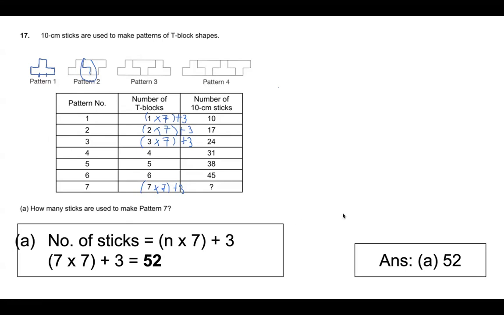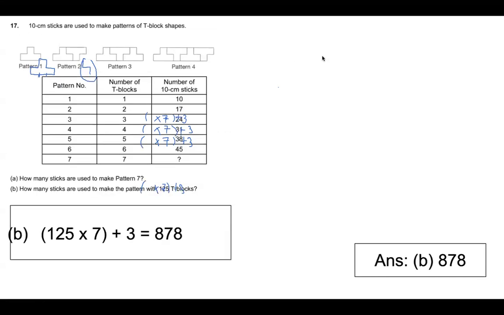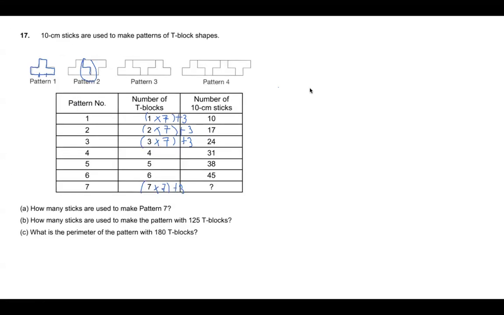Right, next. For part B, the question is asking for how many sticks are used to make pattern number 125? So just now, like I mentioned, the pattern number is actually the number of blocks. So if it's 125 blocks, it means it's pattern number 125. But just apply the formula, so same thing applies, right?